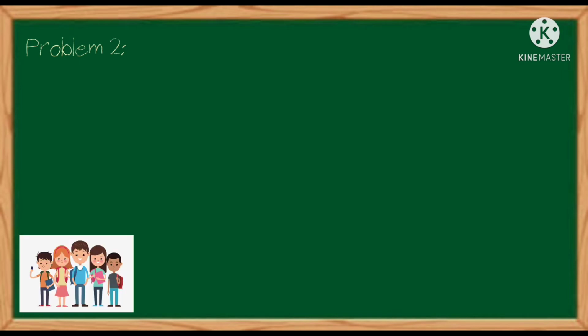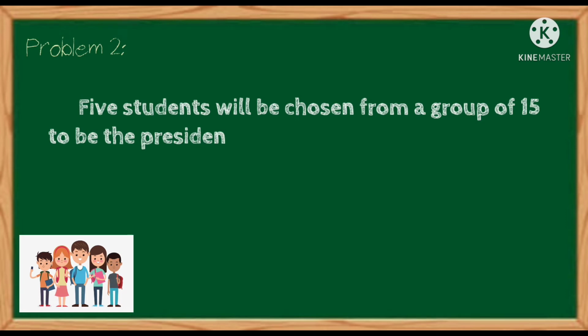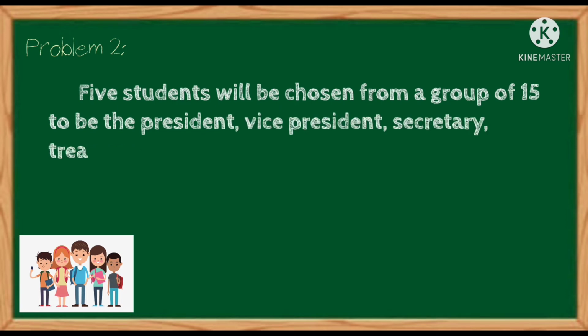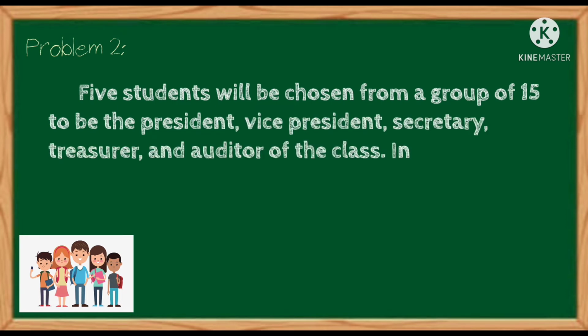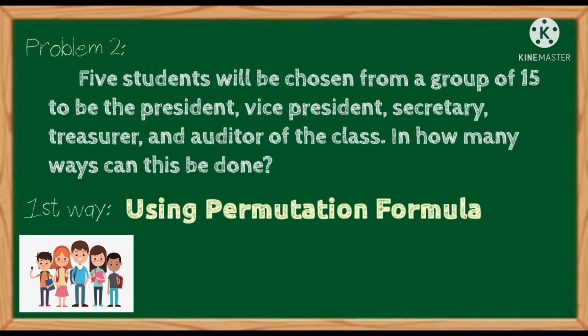Now, let's have problem number 2. 5 students will be chosen from a group of 15 to be the president, vice president, secretary, treasurer, and auditor of the class. In how many ways can this be done? Let's have our first way using the permutation formula.